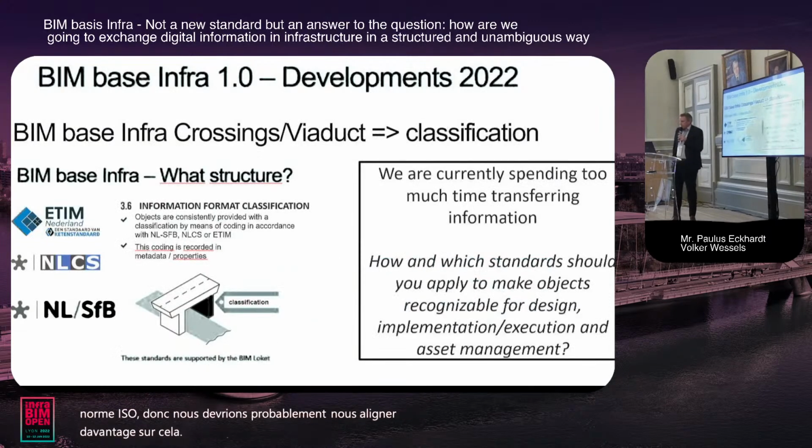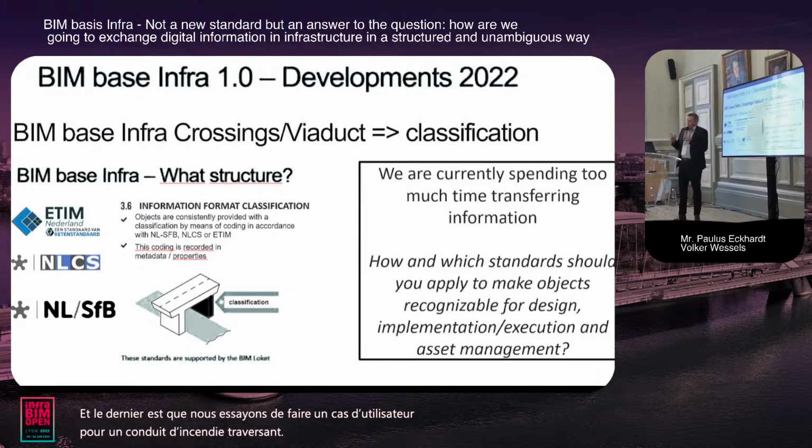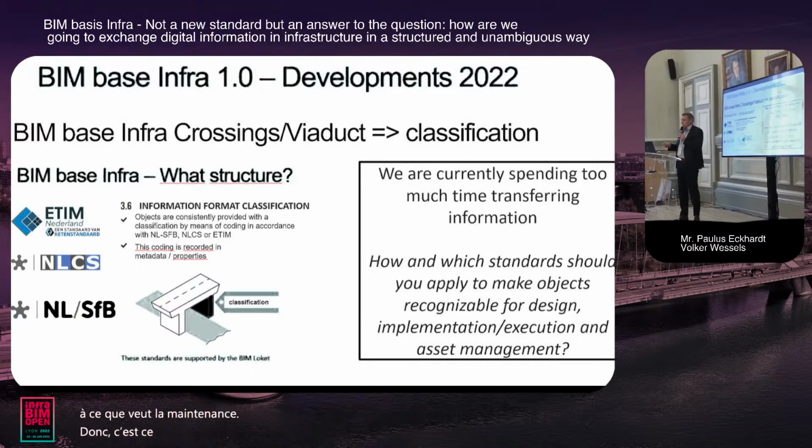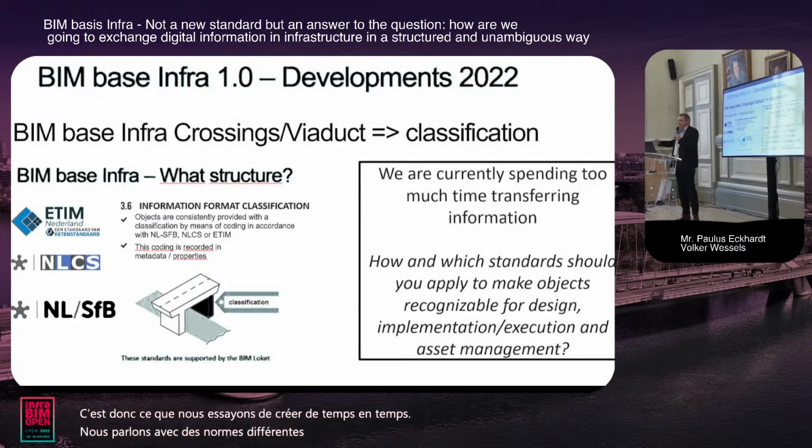And the last one is we are trying to do a use case for a crossing, a viaduct, where we said to each other, now we're going to create a 3D model which can fully flow through the entire life cycle, because we already think in the design phase about what maintenance wants. So that's what we try to create now. We are dealing with different standards, of course, because a maintenance person is using standard X and a designer is using another classification.